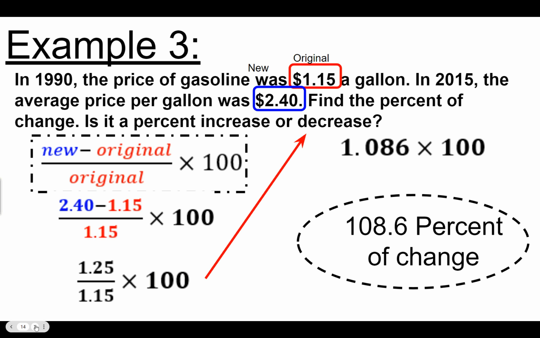108.6% of change. It is very possible, and happens quite often in the real world, that the percentage will be over 100%. So just because you get over 100% does not mean you're wrong. You got it. You're probably fine. So, it is very possible. But the only thing left we have to do is figure out if it's an increase or decrease, because we need to label our answer that way. The price went up over time, so this is an increase. 108.6% increase.